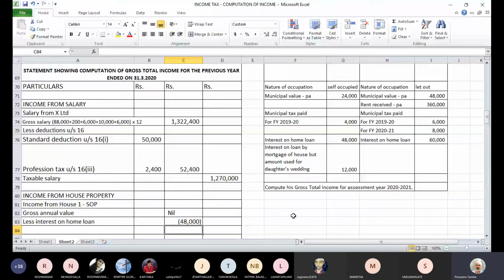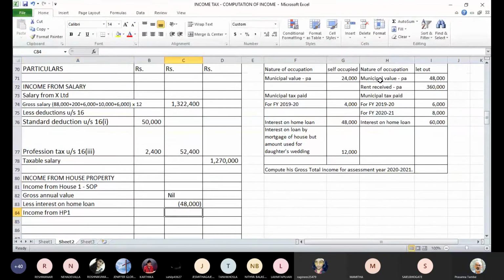And in this case, the interest on this loan is not available as a deduction. Only if the loan is utilized for purchase, acquisition, etc. of the house property, you can claim a deduction. Else, that interest is not allowed as a deduction. So in this case, the only deduction that we can claim is 48,000. As a result, this property will result in a loss. Okay, so income from HP1 is a loss, a negative income.